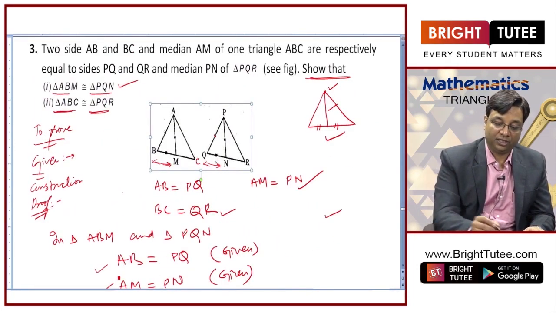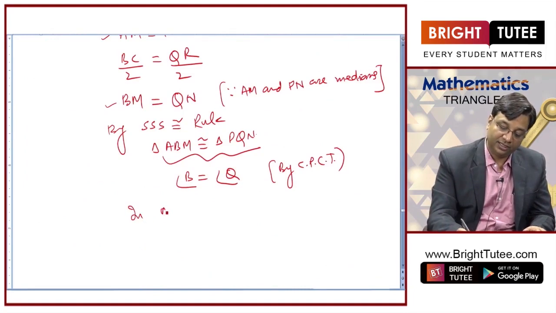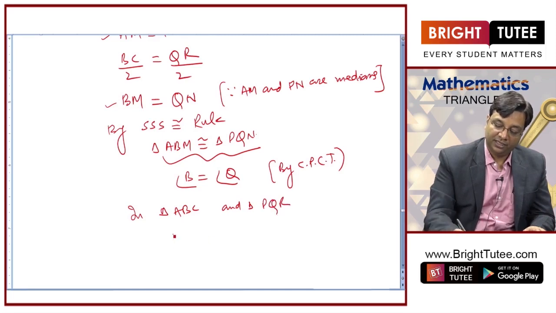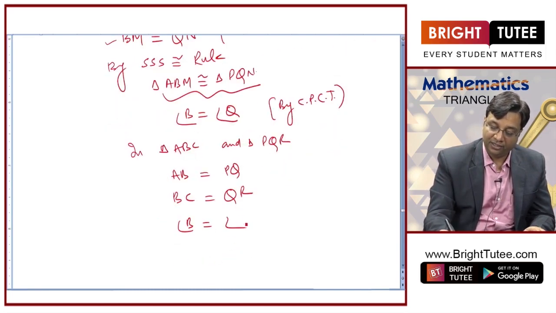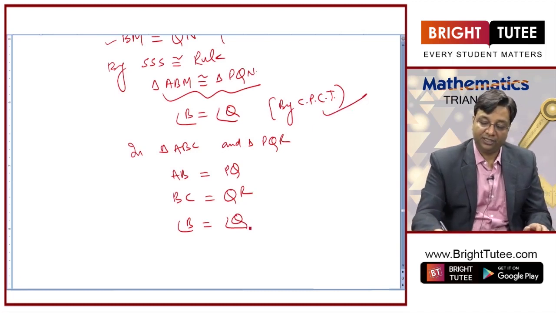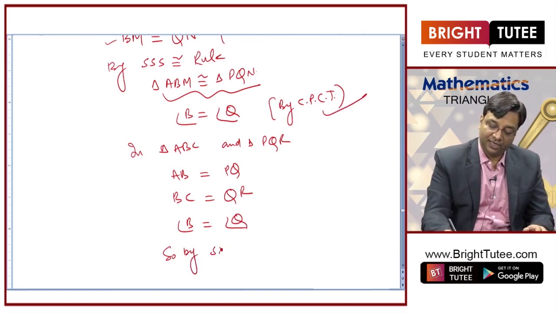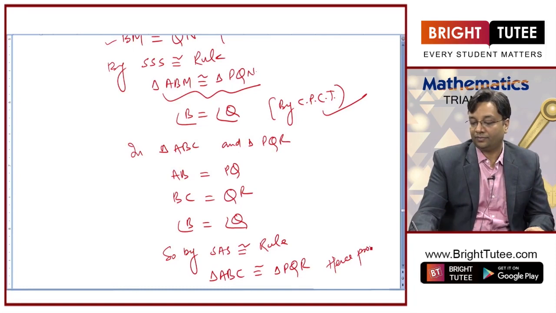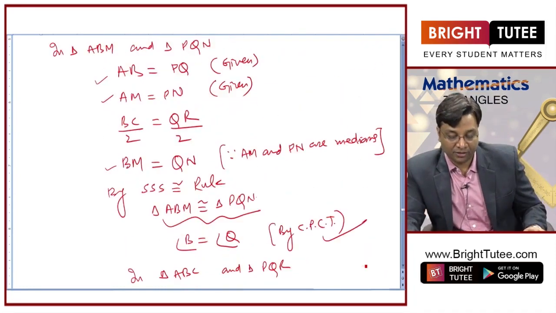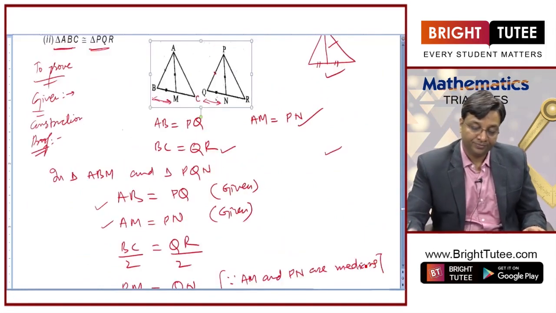Now I will look at these two triangles, triangle ABC and triangle PQR. In triangle ABC and triangle PQR, AB is given equal to PQ, BC is given equal to QR, and included angle B is equal to included angle Q by CPCT. So, by side angle side congruence rule, triangle ABC is congruent to triangle PQR. Okay. So, this is how we will prove these questions.